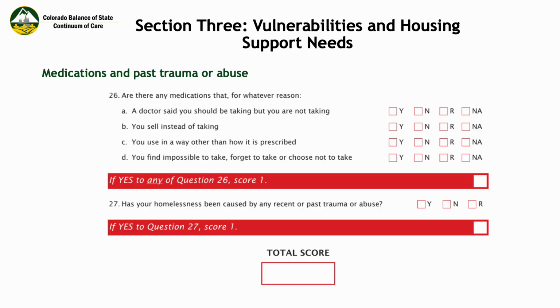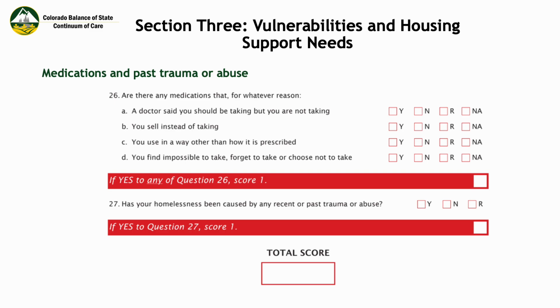Moving on to question 27, it states, has your homelessness been caused by any recent or past trauma or abuse? And this is just from the individual's perspective, if they believe their homelessness situation was caused by trauma or abuse. And the responses are yes, no, or refused. Looking at the red scoring banner, you'll notice question 27 has its own score of 1 if the response is yes.